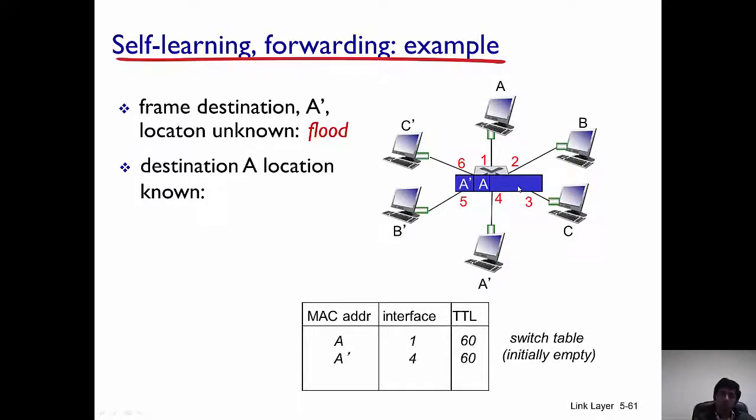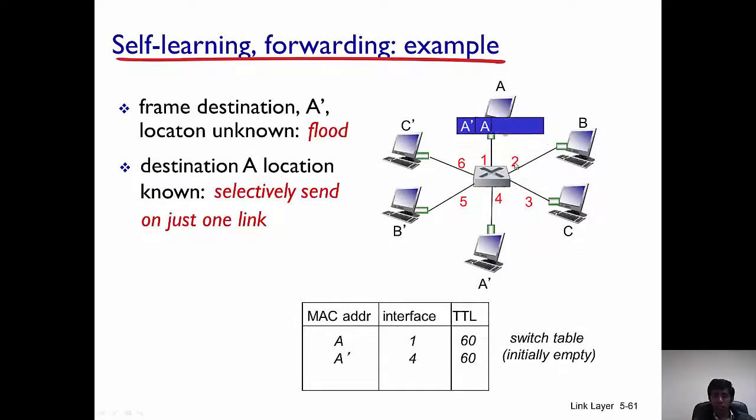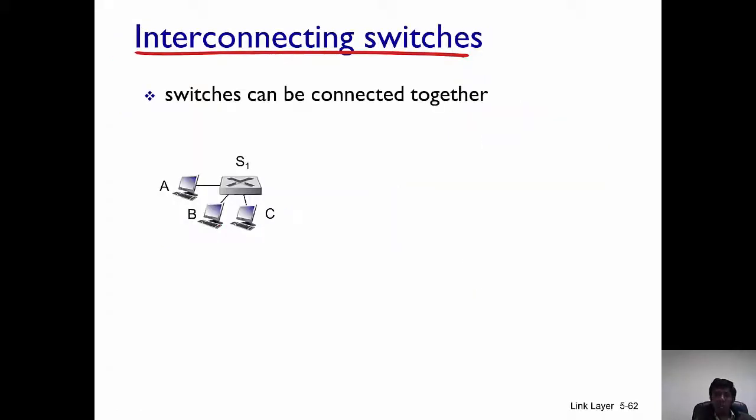To forward this frame to A, it does not need to broadcast or flood this frame. It knows that A is reachable through interface 1, because this information is available in the switch table. So what the switch does is that instead of broadcasting or flooding this frame, it just looks at this table and sends the frame along interface 1. This is how switches populate their switching tables and are self-learning.